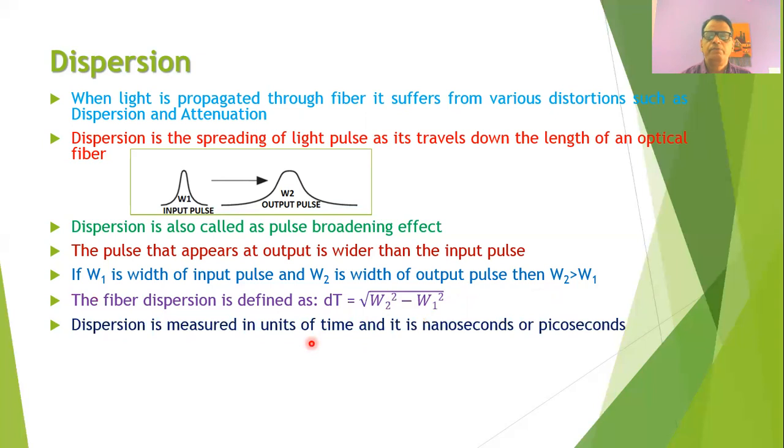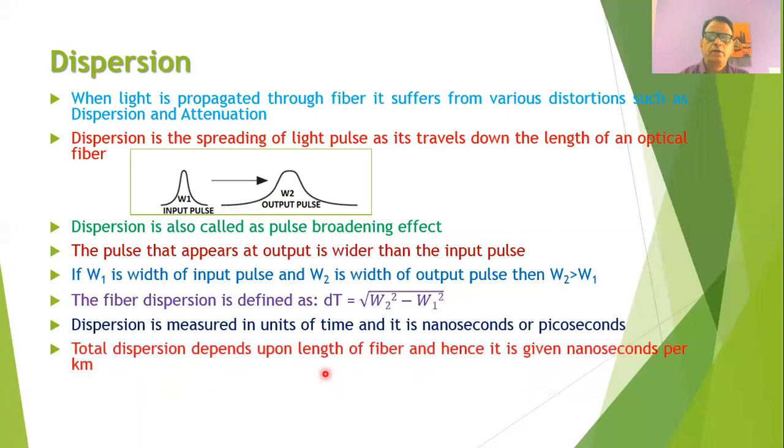Dispersion is measured in terms of time, and the unit for this time is either nanosecond, that is 10 to the power minus 9 second, or picosecond, that is 10 to the power minus 12 second.